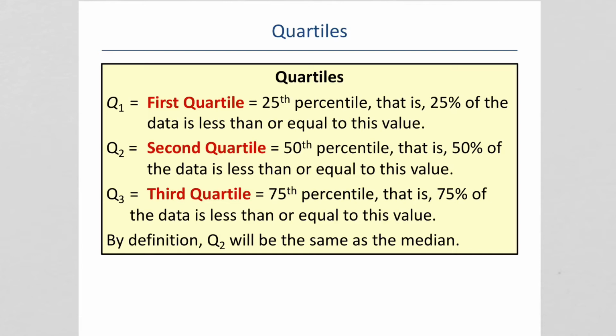So we just talked about, I already drew this picture, the first quartile, 25% of the data is less than or equal to this value. The second is the median, and half of the data is less than or equal to this value. And the third is also the 75th, because 75% is less than or equal to this value.